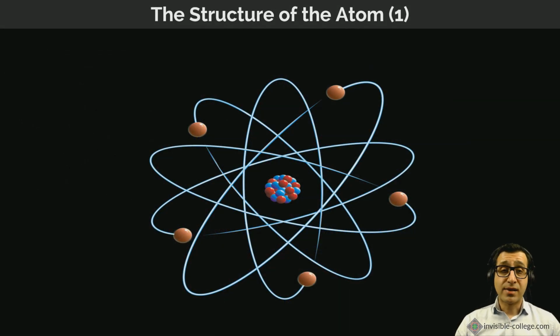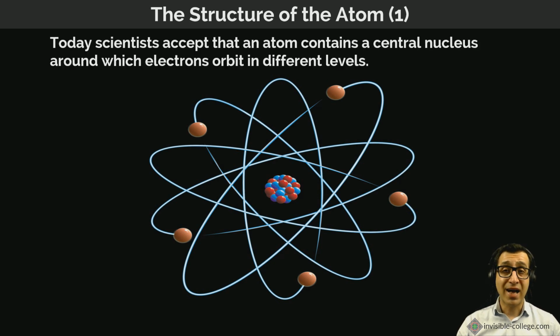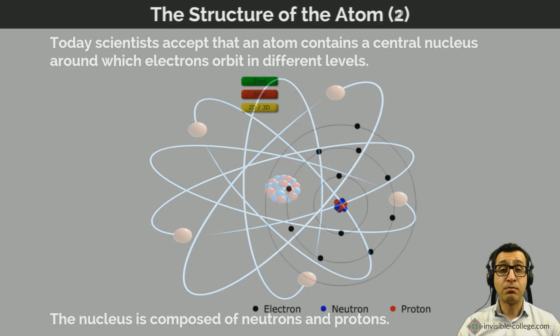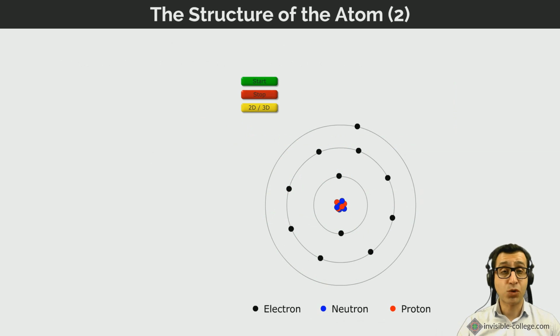So, today scientists accept that an atom has a small central nucleus which occupies a very tiny proportion of the volume of the atom, and that the electrons orbit the nucleus at different energy levels, at different distances from the nucleus, and that the nucleus itself is composed of two types of particles, neutrons and protons. So there have been many different models of the atomic structure, and there continue to be elaborations on these models.